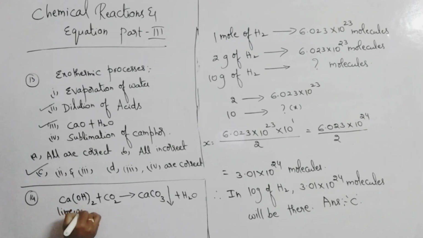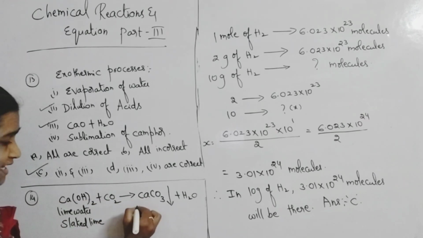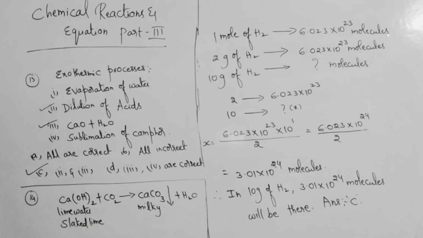Carbon dioxide turns lime water, this is lime water, slaked lime. Please remember, lime water or slaked lime. Carbon dioxide turns lime water to a milky white substance. Now what is that milky substance? CaCO3. That is the question asked here. Okay, and next the 15th one.